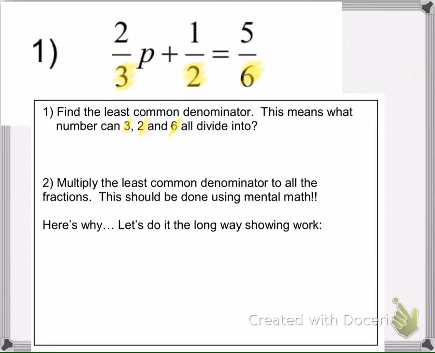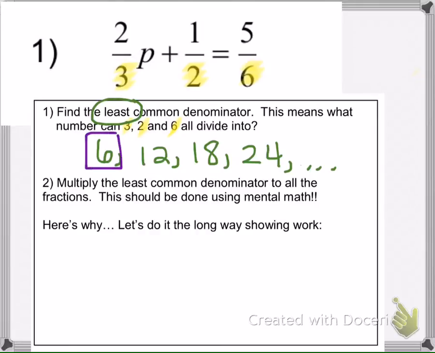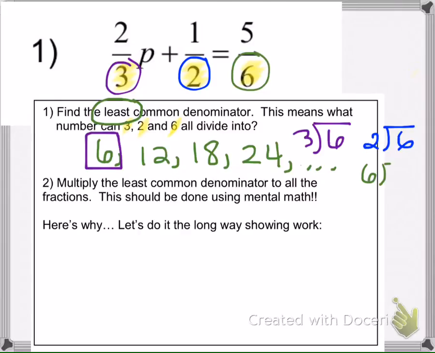So there's many numbers. For example, 6, 12, 18, 24, etc. But we want to use the least one because it's nicer to multiply with a number that's the smallest. So I'm going to go ahead and use 6 because all these numbers, 3 can go into 6, 2 can go into 6, and 6 can go into 6. So that's why I'm picking this number here.